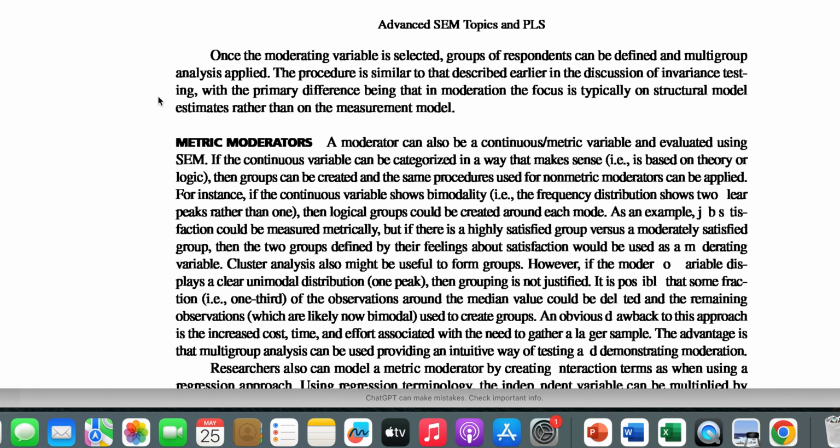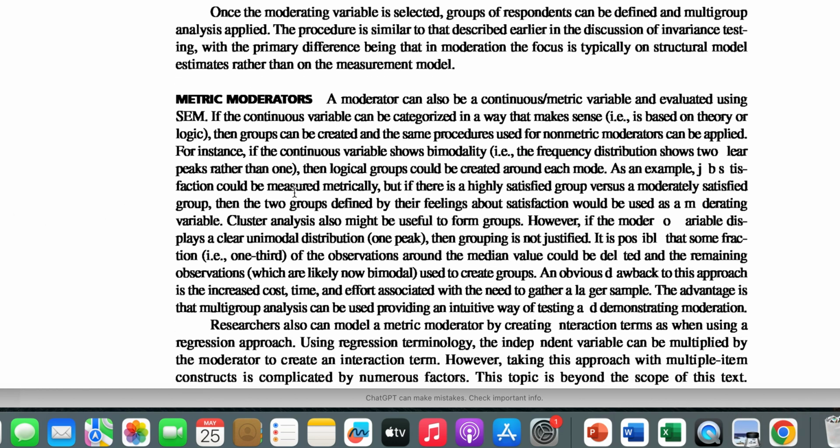Once the moderating variable is selected, groups of respondents can be defined and multi-group analysis applied. The procedure is similar to that described earlier in the discussion of invariance testing, with the primary difference being the moderator, and the focus is typically on the structural model estimates rather than the measurement model.